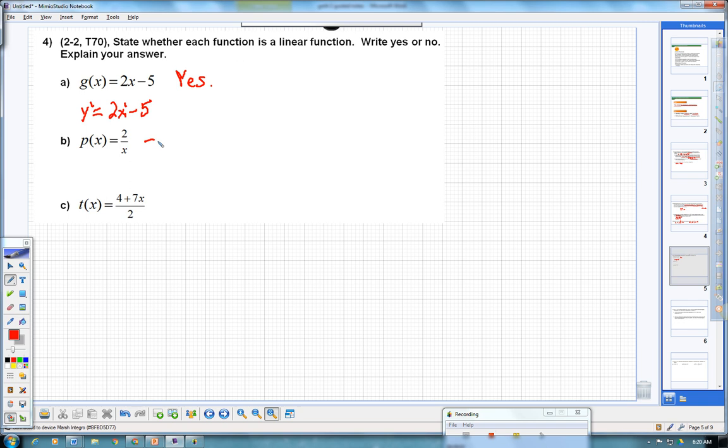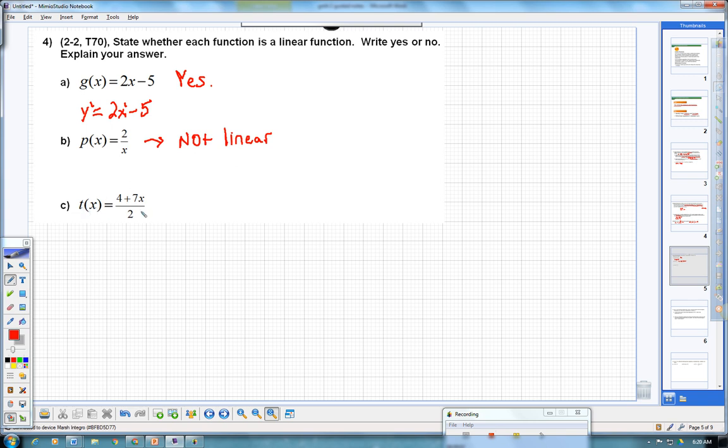Speaking of which, look at example B. We can jump right to it: no, this is not linear. And we'll discuss whether or not this is even a function when I get back, but it is not linear.